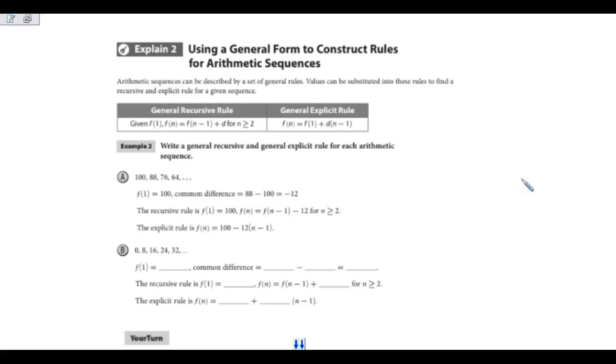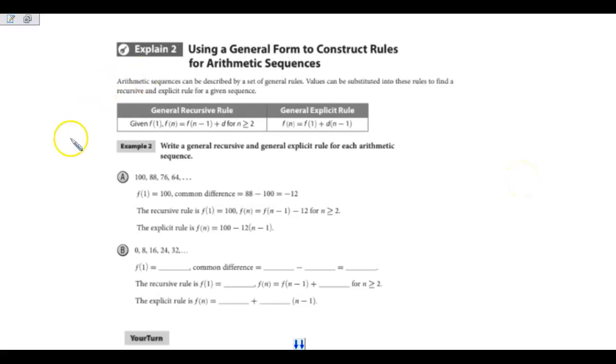When you're writing a recursive and explicit rule for each arithmetic sequence, you need to remember to try to find your first term and the common difference before you go very far. And so that's what we're going to start with on our first example here.